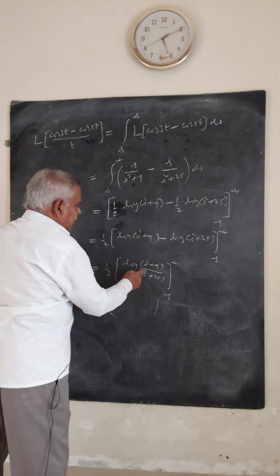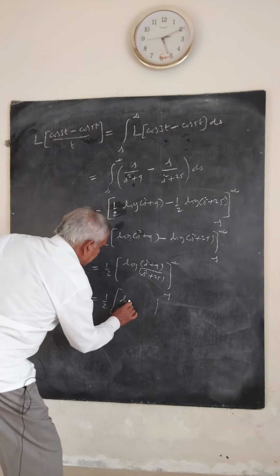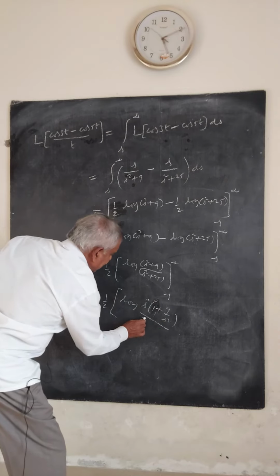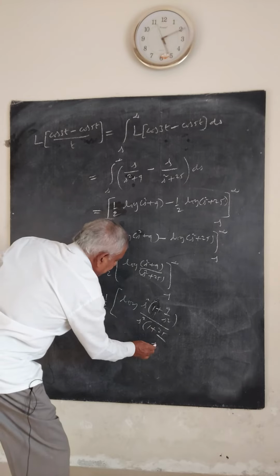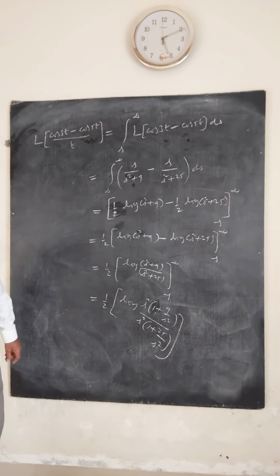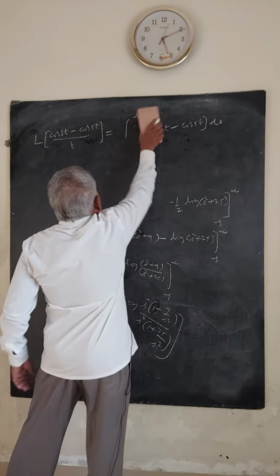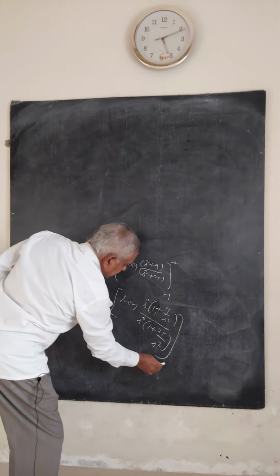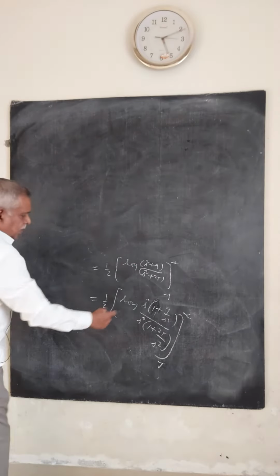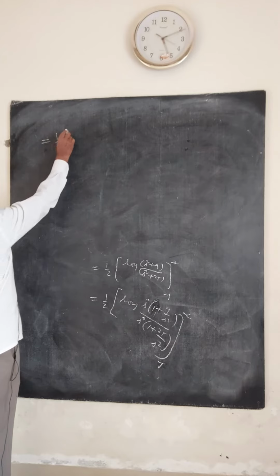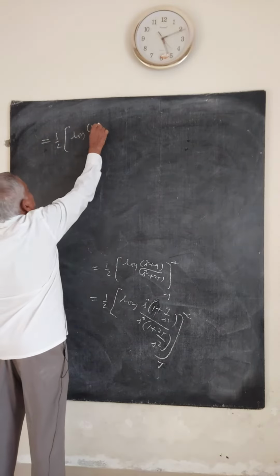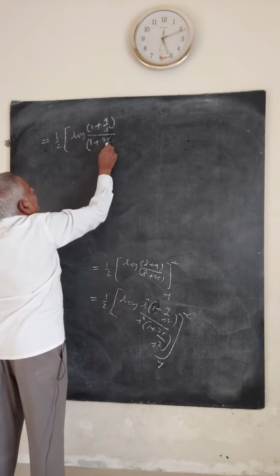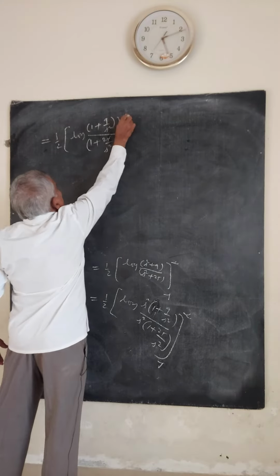We can't apply the limit directly, because putting in infinity gives infinity by infinity, which is an indeterminate form. Therefore, in the numerator take s square out: 1 plus 9 by s square, and in the denominator take s square out: 1 plus 25 by s square. As s goes to infinity, s square gets cancelled. Equal to 1 by 2 log of (1 plus 9 by s square) divided by (1 plus 25 by s square), limit s to infinity.